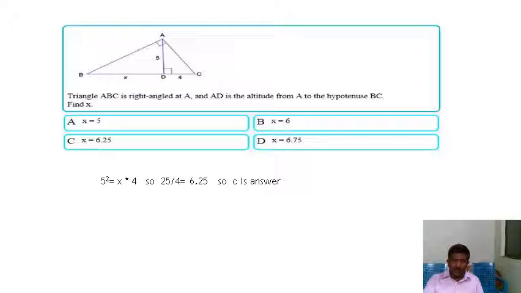Now look towards this diagram in triangle ABC. Here the altitude is given 5 centimeter, CD is equal to 4 centimeter. Find the value of BD. So here are four choices for answer A, B, C, D. We know that altitude square AD square is equal to BD into CD. Hence, 5 square is equal to x into 4. So 25 upon 4, which is 6.25. So C is our right answer.